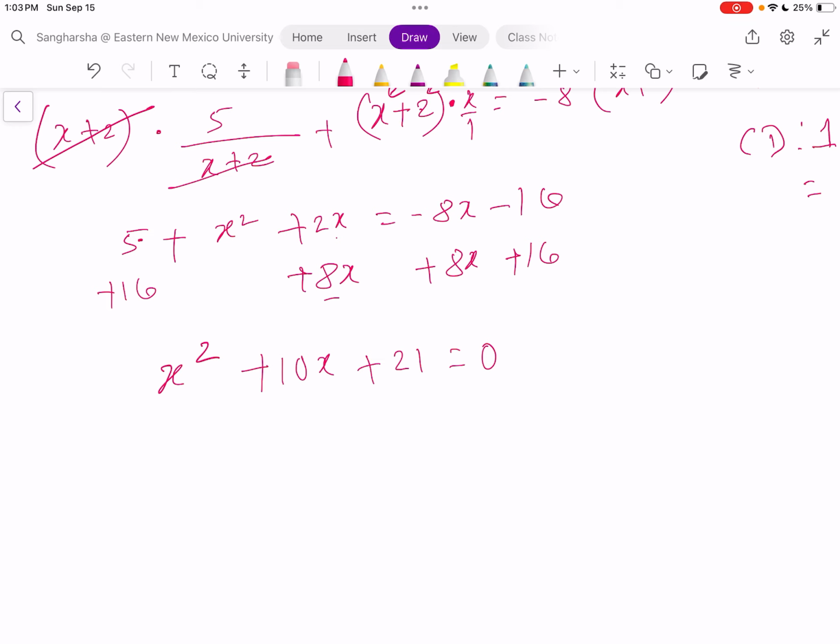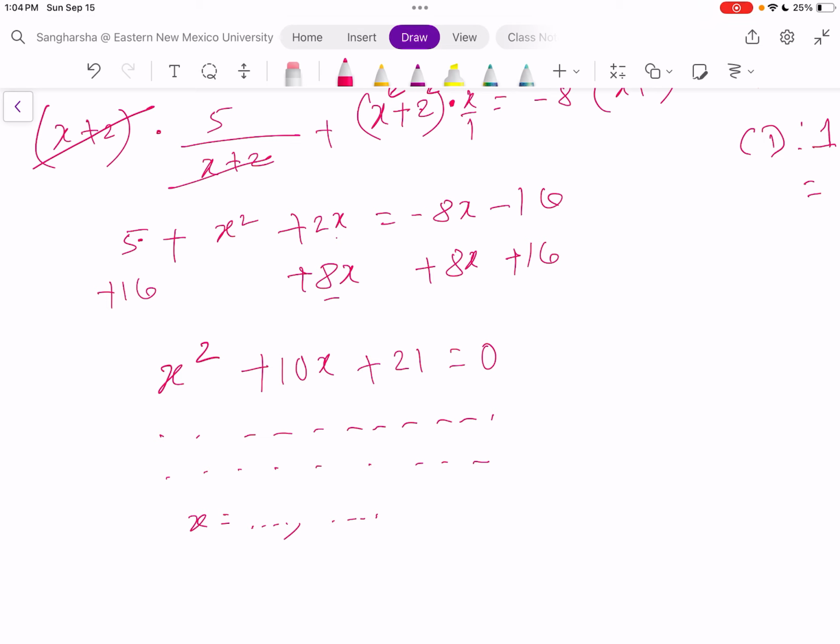Okay, and we have done a lot. You can use any method to solve this quadratic equation. You can use the factoring method, or the completing the square method, or you can also use the quadratic formula. So I want you to solve this quadratic equation by yourself. From here you can get two answers. You can use the factoring method, quadratic formula, or completing the square method.